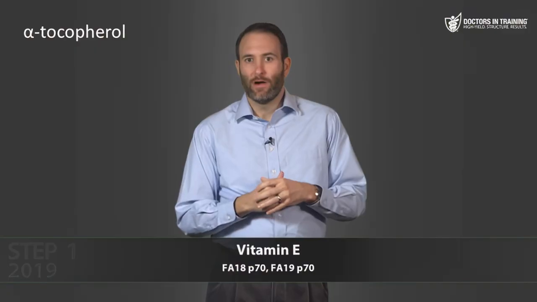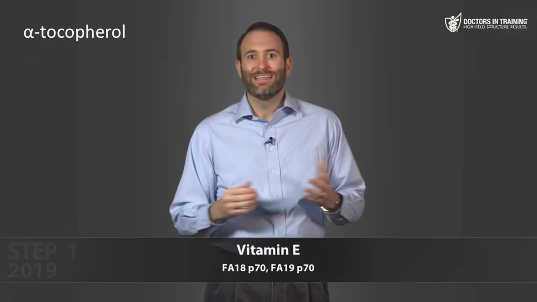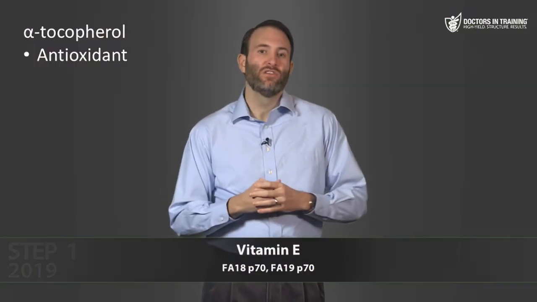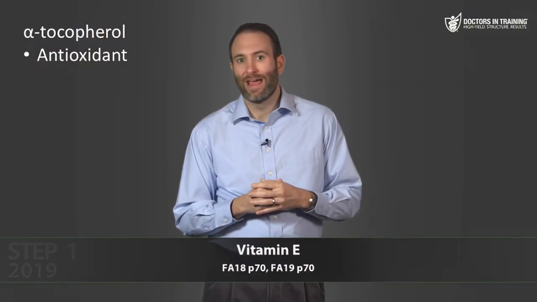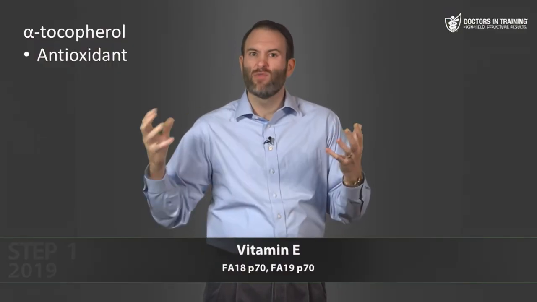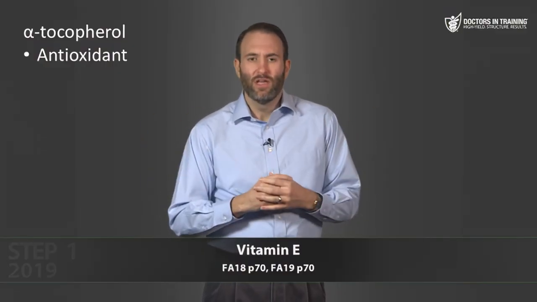Let's move on to vitamin E, also known as alpha tocopherol. Its primary function is as an antioxidant. It prevents non-enzymatic oxidation of cell components by oxygen free radicals, especially on red blood cells. So it's going to help prevent free radicals from damaging our red blood cells and also other cells as well. Now, what is associated with a vitamin E deficiency?